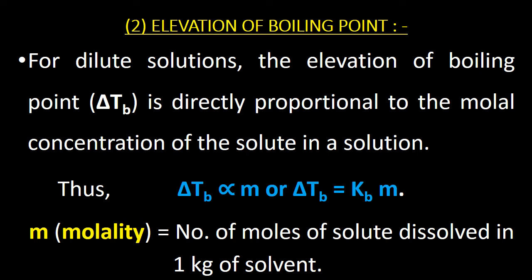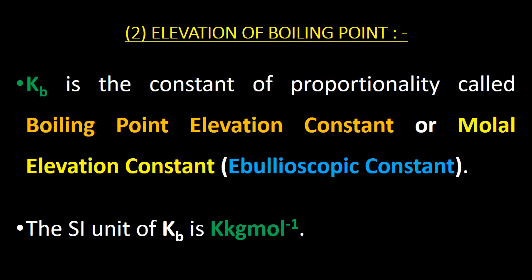Thus, delta Tb is proportional to molality, that is small m, or delta Tb is equal to Kb into m, where m is the molality, that is the number of moles of the solute dissolved in 1 kg of the solvent, and Kb is the constant of proportionality called boiling point elevation constant or molar elevation constant or ebullioscopic constant. The SI unit of Kb is Kelvin kg per mole.